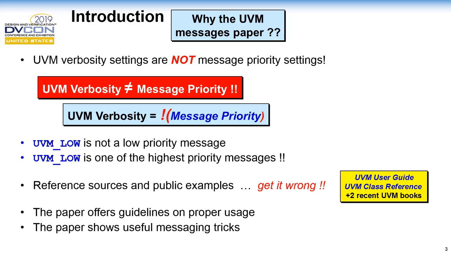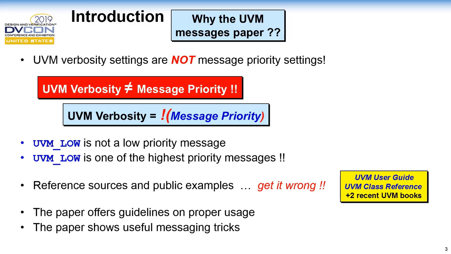So by way of introduction, why did I even write that messages paper? First off, verbosity settings are not message priority settings. And that seems to be the biggest confusion out there. Verbosity does not equal message priority. As a matter of fact, verbosity is roughly equivalent to the opposite of message priority. UVM low is not a low priority message. UVM low is one of the highest priority messages.